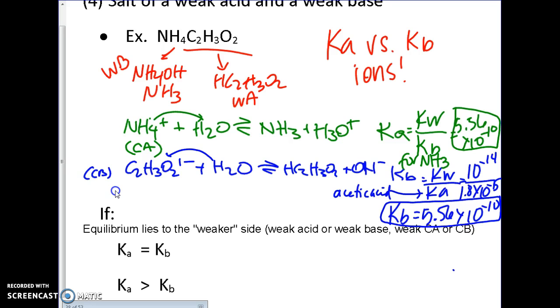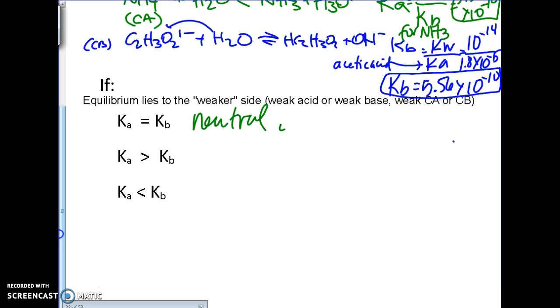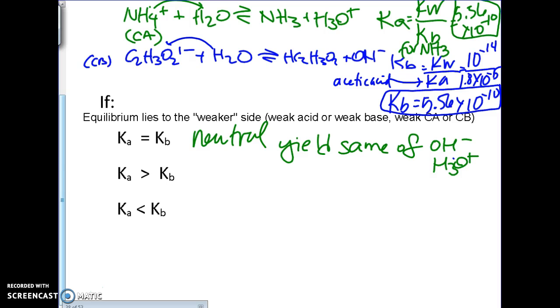So in this case, Ka and Kb are equal, so it is a neutral salt, simply because their strength of dissociation or reacting with water is going to yield the same amounts of hydroxide and hydroniums, just based off how these two reactions are occurring at the same level of ionization. If the Ka was greater, the salt would be acidic, and if the Kb was bigger, the salt in water would be basic. So that was the grand finale there.